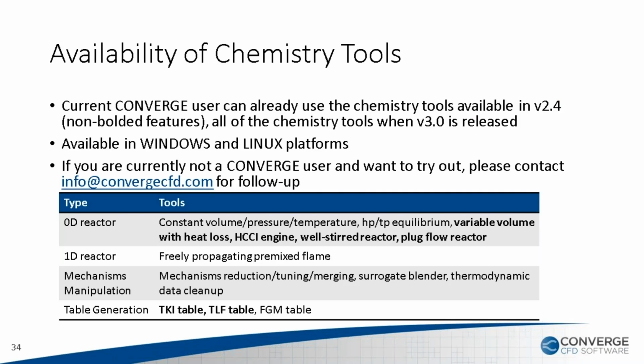As for the availability of these chemistry tools, some of the tools are already available in 2.4. They are non-bolded. To remind you, the non-bolded tools are the 0D reactors: constant pressure, constant volume, constant temperature, and the HP and TP equilibrium. The new features only available in 3.0 are the variable volume, heat loss, HCCI engine, valve reactor, and plug flow reactor. For the rest, the 1D reactor and mechanism manipulation tools, they're all already available in 2.4. For table generation, the TKI and the TLF tables are new features in 3.0, and the FGM table already exists in 2.4.